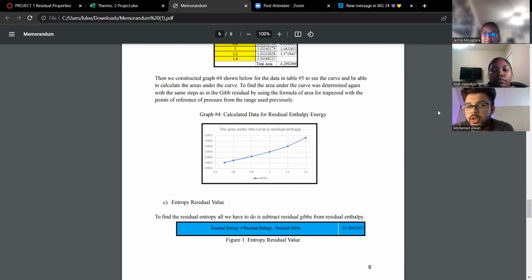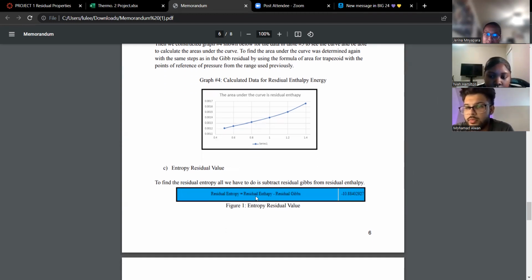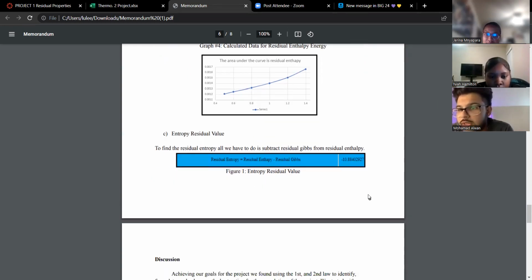Graph number 4, calculated data for residual enthalpy energy. So the graph is shown. And then for C is the residual entropy value. To find the residual entropy, all we have to do is subtract the residual Gibbs from the residual enthalpy. And as shown in figure 1, we get our answer for entropy, -10.88.